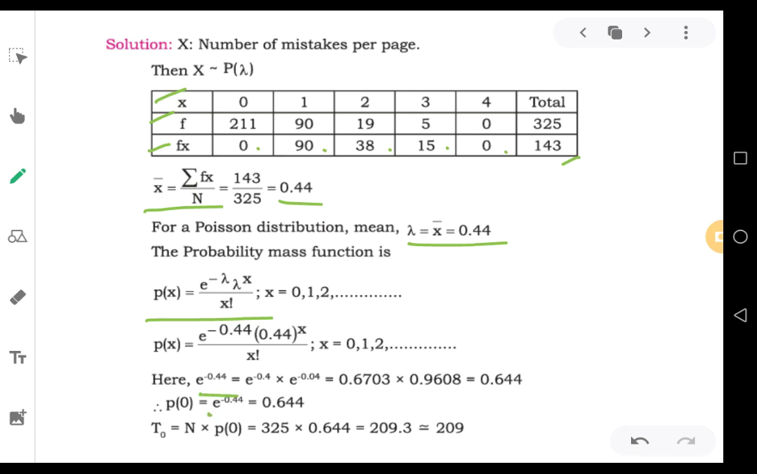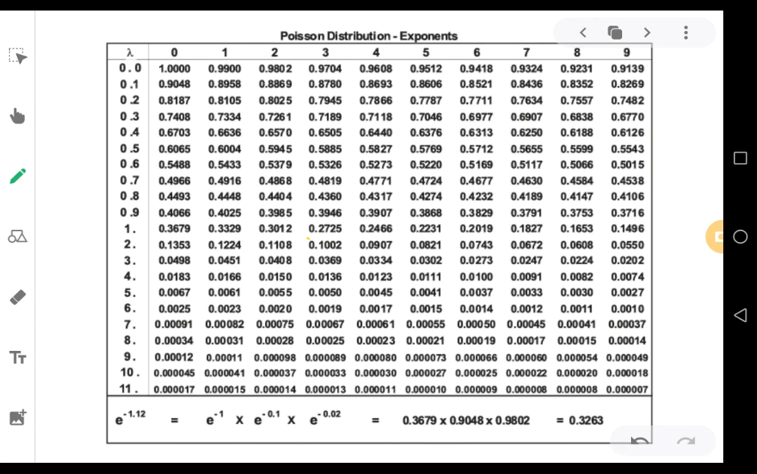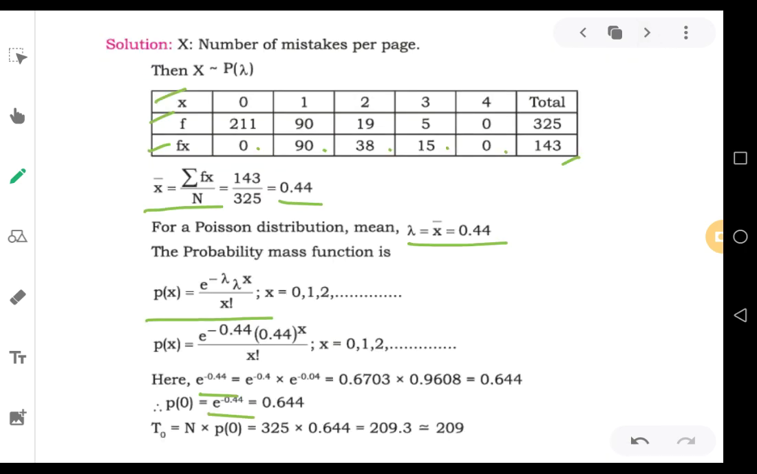So to find the value of e to the power of minus 0.44, you should visit the Poisson and exponents table. So 0.44 means you should take this value, that is 0.4 under 4. 0.4 here and the next 4 here. Look for the 0.4 row and the fourth column, and the number there is 0.6440, that should be the value of e to the power of minus 0.44.